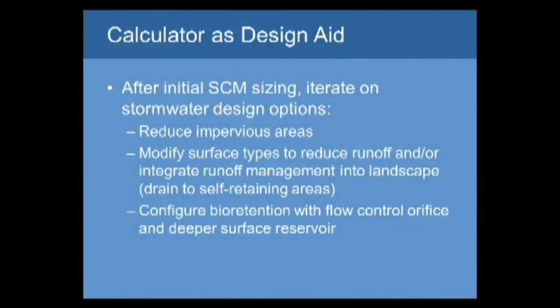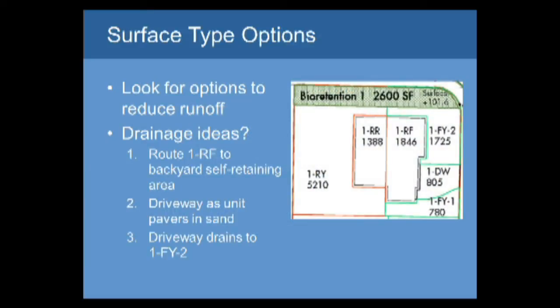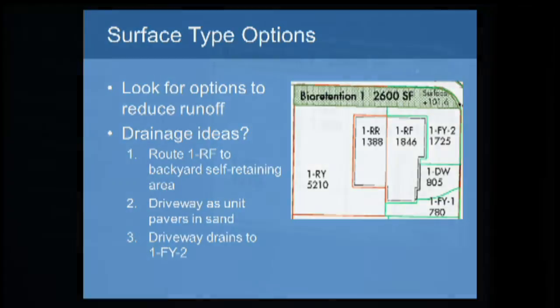Okay, so examples of things that we could do in this iterative process: reducing imperviousness, modifying our surface types. And I'm going to have a driveway example. Maybe we do the driveways a little bit differently, and then adding a flow control orifice to the bioretention basin. Okay, so coming back to this lot number 1. Well, what are our options? Right now, the plan was to take the back of the house, route it into the backyard, and call that done. We have the front half of the house, 1,800 square feet, draining toward the bioretention basin.